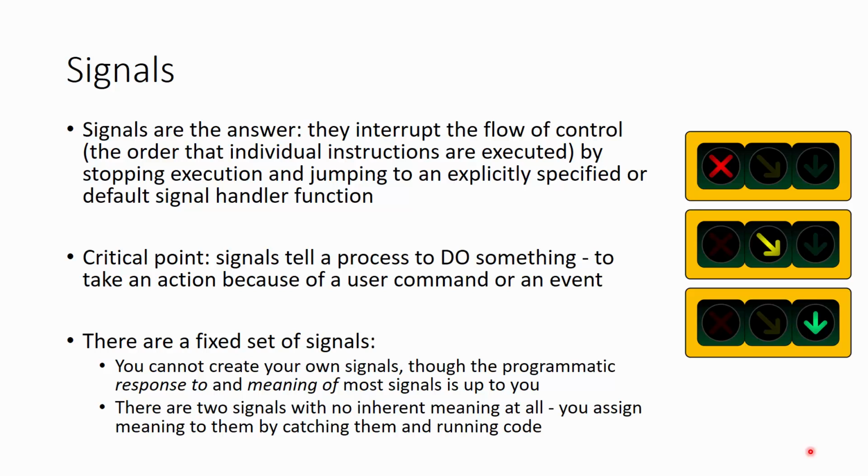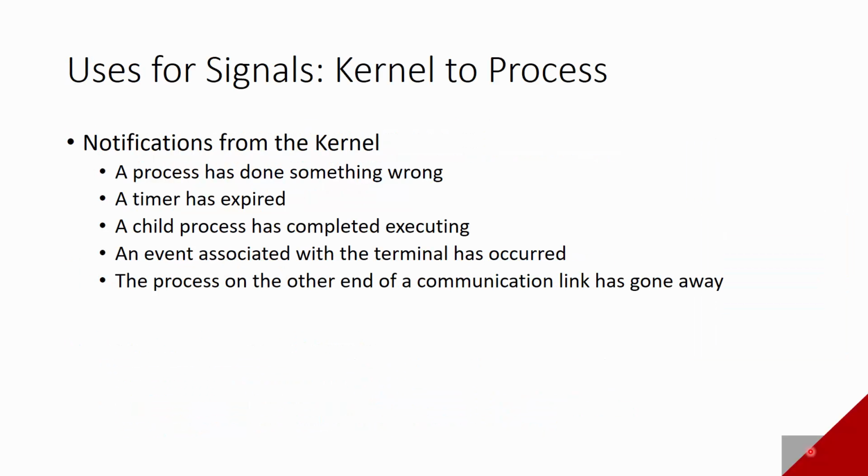You can't send arbitrary signals from process to process. So the response and the meaning, the semantic meaning of the signals is going to be up to you. And there are even two signals that have no inherent meaning at all. They're just called user 1 and user 2. You assign meaning to them once you've caught them by making that signal do something. So maybe user 1 makes your process exit, and maybe user 2 makes your process spawn a copy of itself. Whatever you want. Those are up to you.